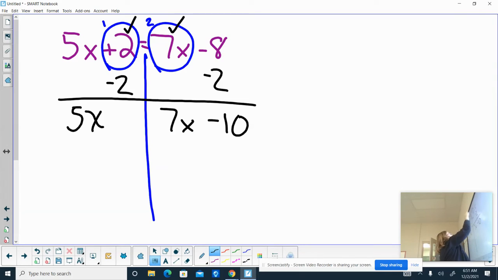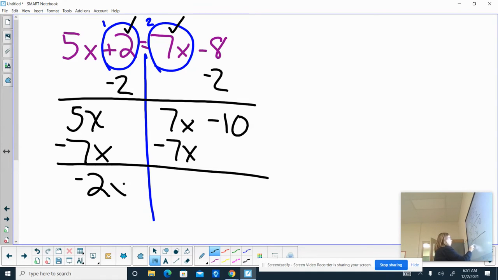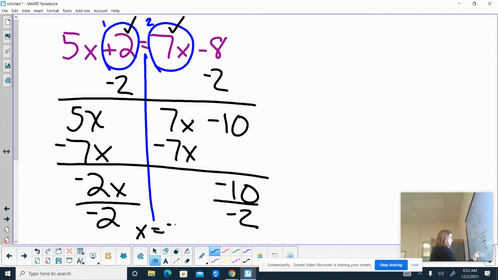Now I'm on to my second step. My second step is going to be to do the opposite of that 7x. Well, that 7x is a positive 7x, so I am going to subtract 7x. If I subtract 7x on the right, I need to subtract 7x on the left. Bring down the -10 because I didn't do anything with it. And my last step is to divide by the coefficient. So I'm going to divide by -2, and I end up with x equals 5. Okay. So that's your multi-step.